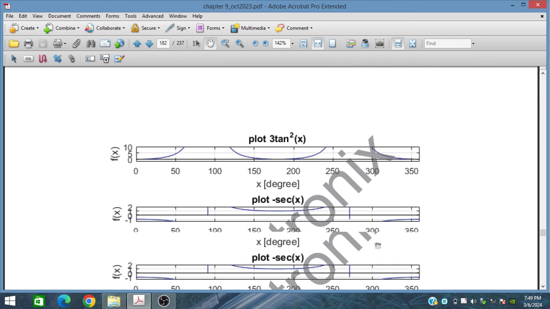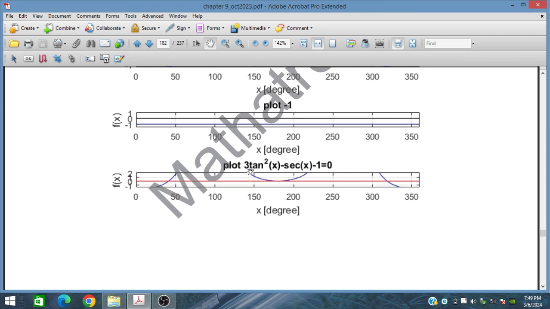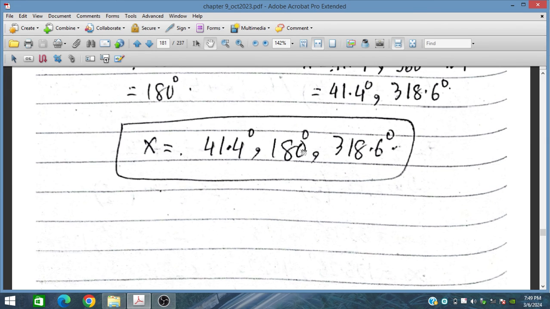Similarly, there are some plottings here, and we can see this changes x square like this. Here we have 1, 2, and 3 solutions. Here we have 3 solutions.